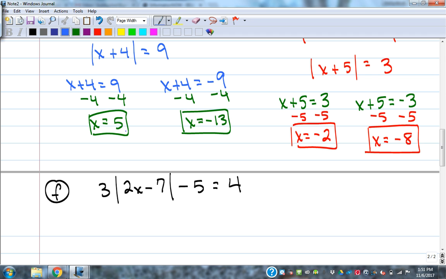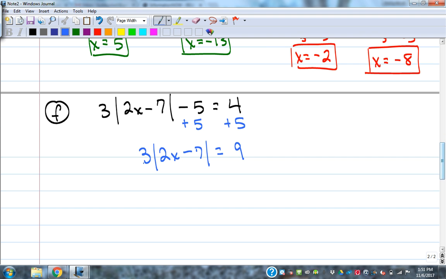Okay, yes, you would add 5 first, because the 3 is attached to the absolute value, so it's like it's attached to the variable. So you want to move things that are like terms first. So yeah, adding 5 is the right first step. Good. And then divide both sides by 3 would be your second step. You get rid of that, and then we've got absolute value 2x minus 7 is equal to 3.